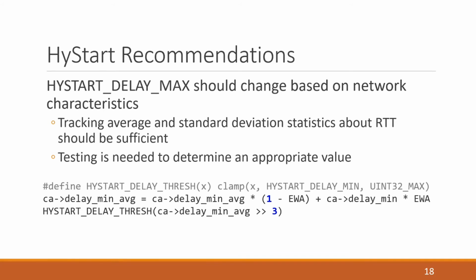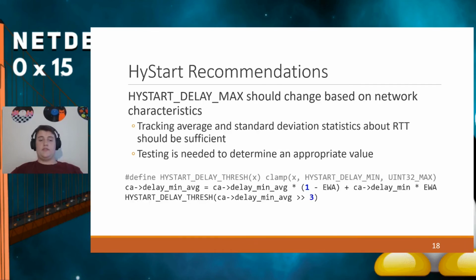Down here at the bottom, we do have a sample bit of code that only uses an exponential weighted average, and it just takes a percentage of that average and sets that as the threshold. This would allow for higher delay links to have a higher threshold, and be treated hopefully more fairly in terms of HyStart's performance when compared to these smaller links.